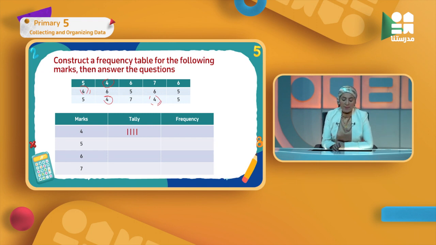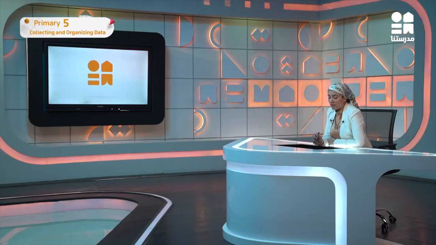Then I will go to the frequency column and write the number. How many tallies do I have? 4 tallies, because the mark 4 has been there 4 times. Then the frequency is 4.